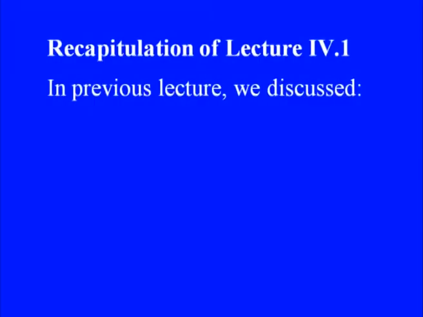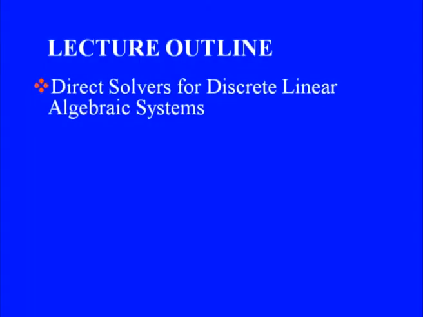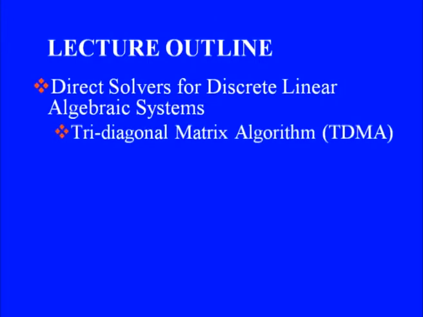So, let us have a recap of what we did in the previous lecture. We discussed what the basic features of the discrete algebraic systems encountered in CFD applications are, and then we discussed the two basic methods for nonlinear systems, that is a sequential iteration procedure and the Newton-Raphson method. In this lecture we will focus on linear systems. We will first have a brief look at a few direct methods and then a few basic iterative methods for linear systems.